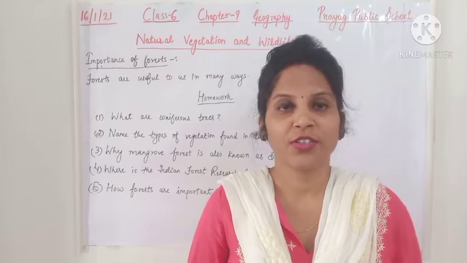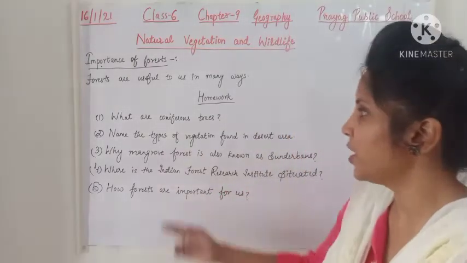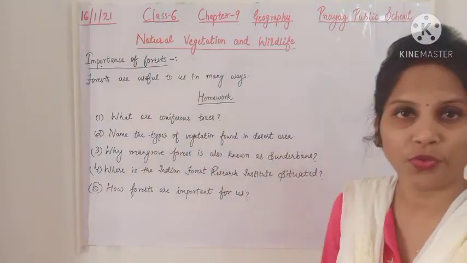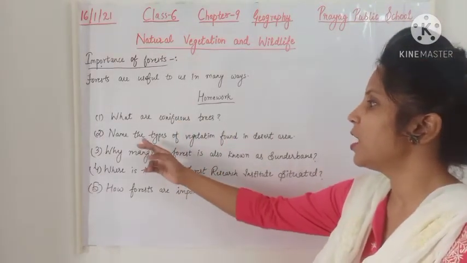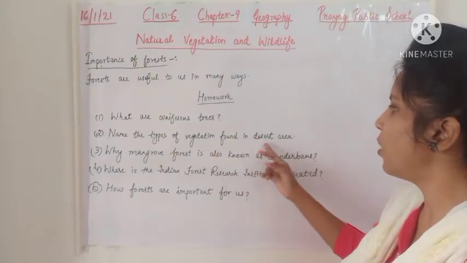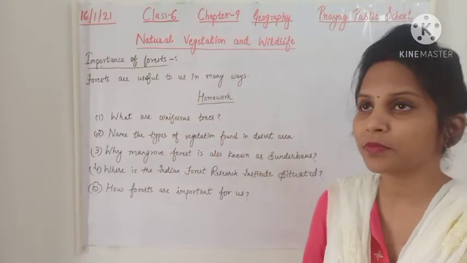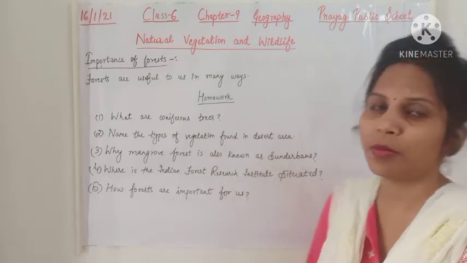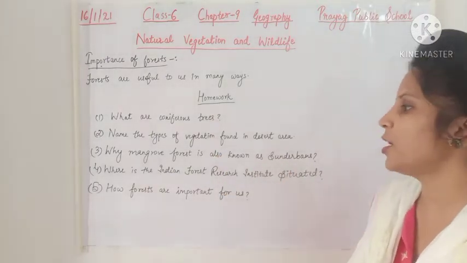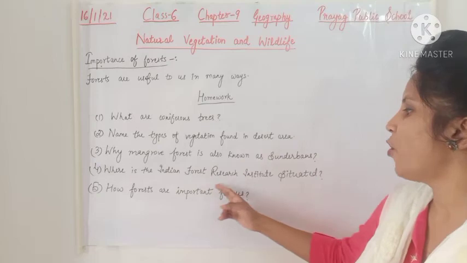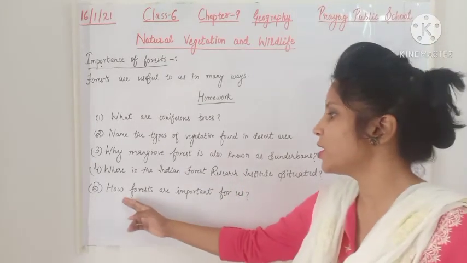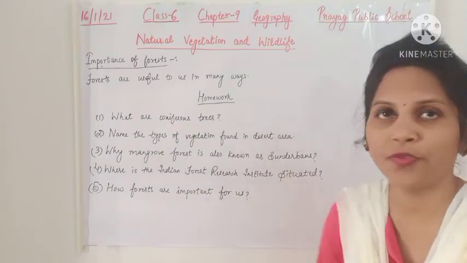Okay children, so today's homework for you is: question number 1, what are coniferous trees. Then question number 2, name the types of vegetation found in the desert area. Then third, why is the mangrove forest also known as Sundarbans. Then question number 4, where is the Indian Forest Research Institute situated. And question number 5, how are forests important for us.